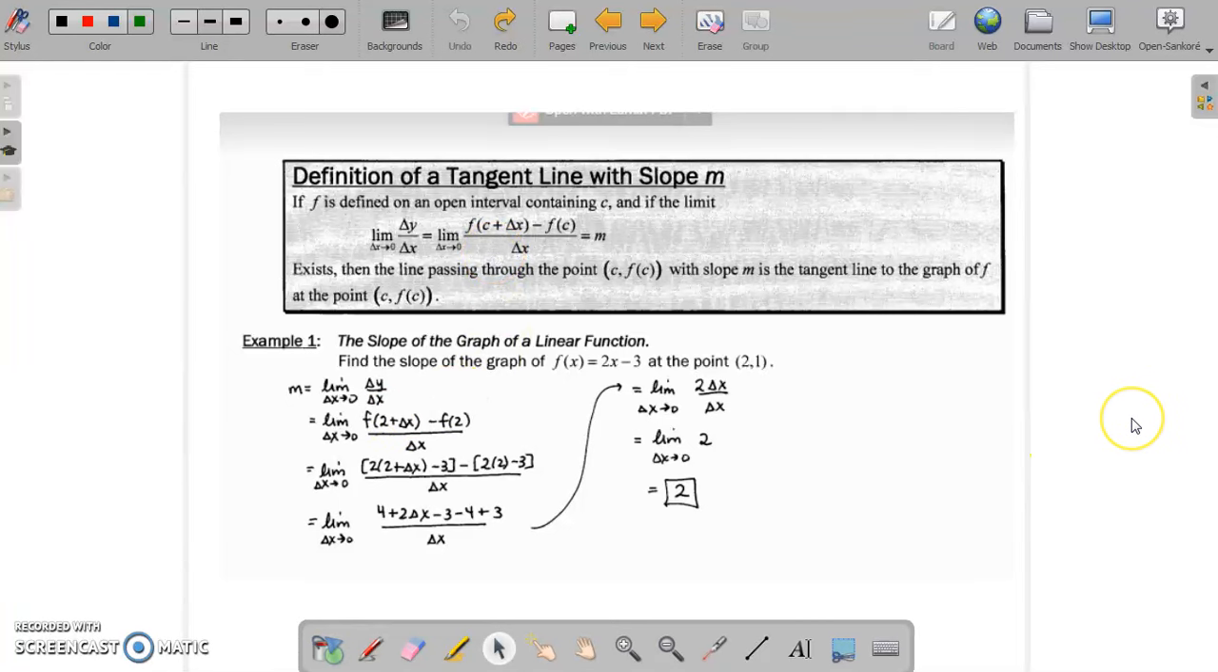We're going to take our c, which is 2, plus delta x, which is the change in x, and plug that into our function. So basically we're taking 2 plus delta x and plugging it in for x right here. So this is 2 times 2 plus delta x. I plugged in c plus delta x for x. Then I'm going to subtract off 3, because that's just part of my function right there.